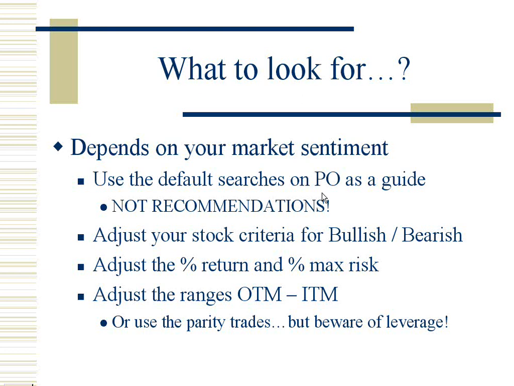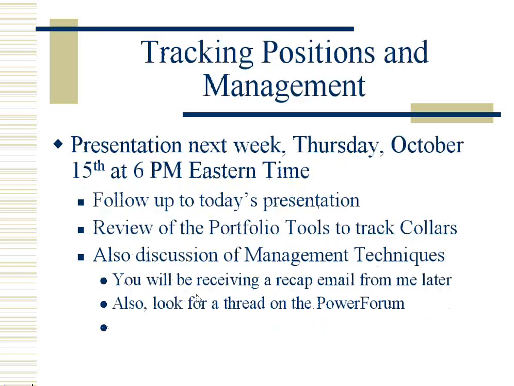We've put together a default criteria set to find positions on what one would generally look for on the different collar spreads, but you want to adjust the criteria to find only those positions that match your personal risk-reward tolerance. Adjust the stock criteria to find bullish or bearish positions, depending on which sentiment we're taking. Adjust the percentage return and the maximum risk levels to match your personal tolerance, your personal threshold. You can adjust the ranges in the money and out of the money on the calls and puts based on what you want to see. Or, once you've done that, you can quickly compare it to the parity trades. But again, we want to beware of leverage.